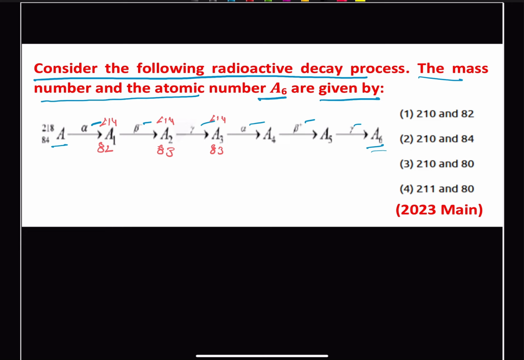Once again there is alpha, so from 83 we are going to get 81 and it will be 210. Then it is a beta positive, so beta positive is going to give us 80 and our mass number will be the same, that is 210. And finally we have a gamma, so it will be the same, that is 80 and 210. So therefore option number 3 will be correct.